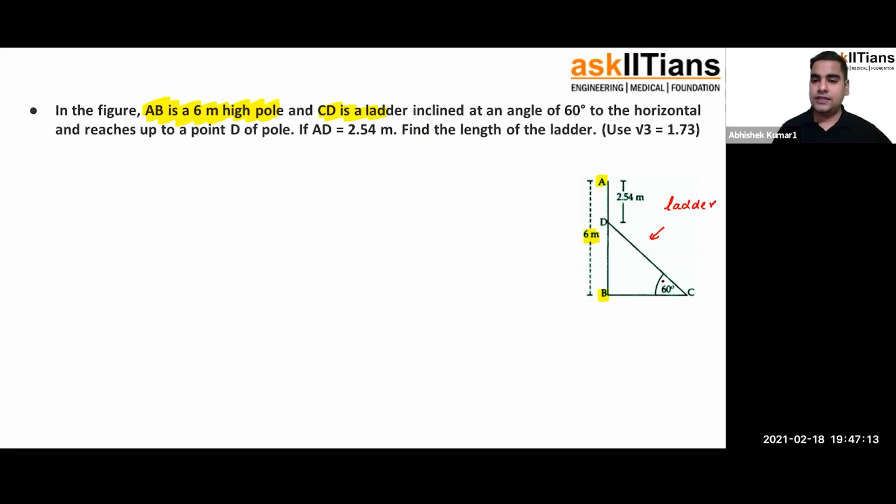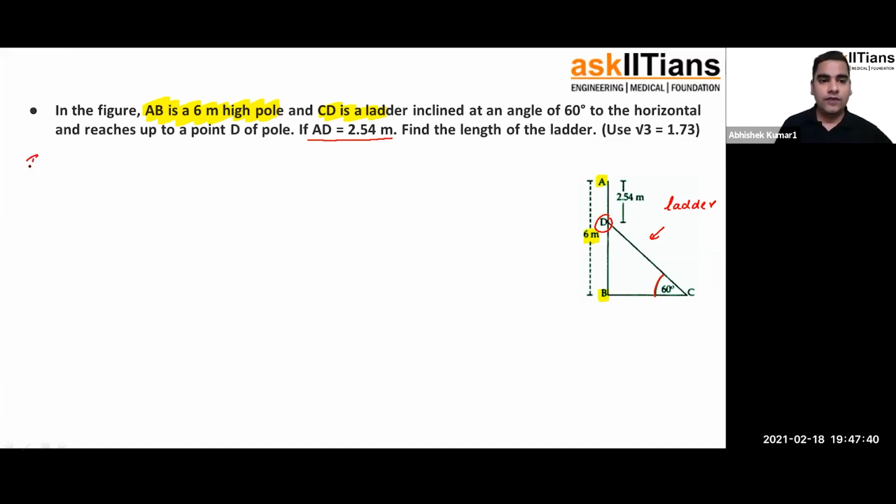At an angle of 60 degrees. So this is the angle they are talking about to the horizontal. That means that's an angle of inclination, and it reaches up to the point D of the pole. If AD is 2.54, we can calculate BD. Find the length of ladder, and root 3 is 1.73 that you have to use.